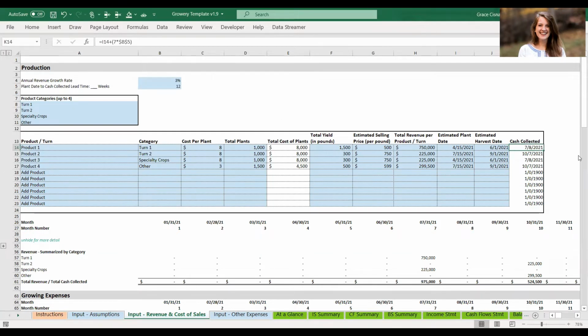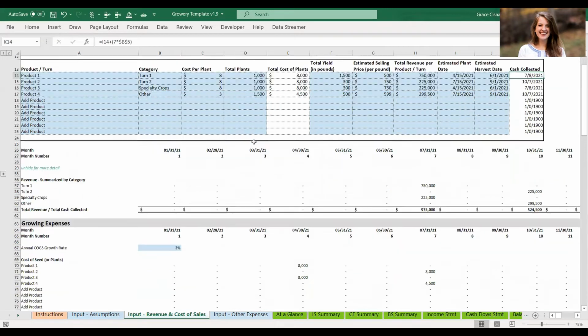So note that this cash collected is being driven by the plant date to cash collected lead time. And that is a common time that we see for grower type of businesses. So you can enter in the number of weeks between plant and cash collected, and this cash collected will calculate for you.